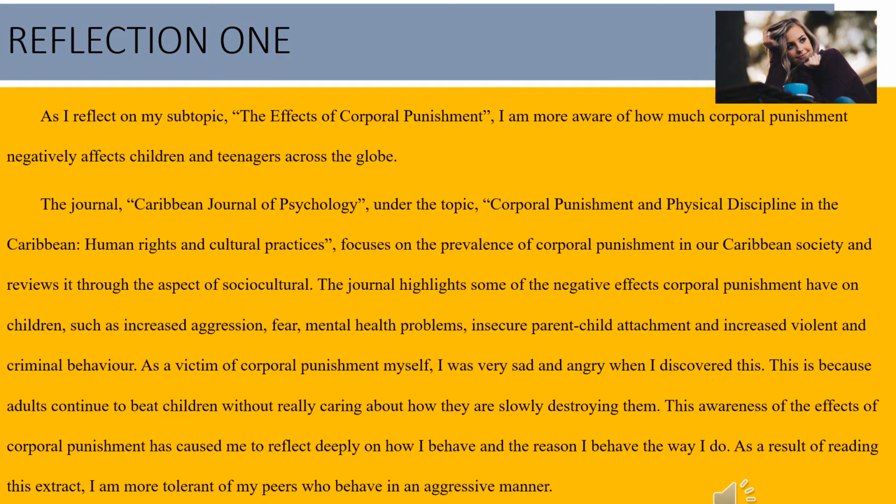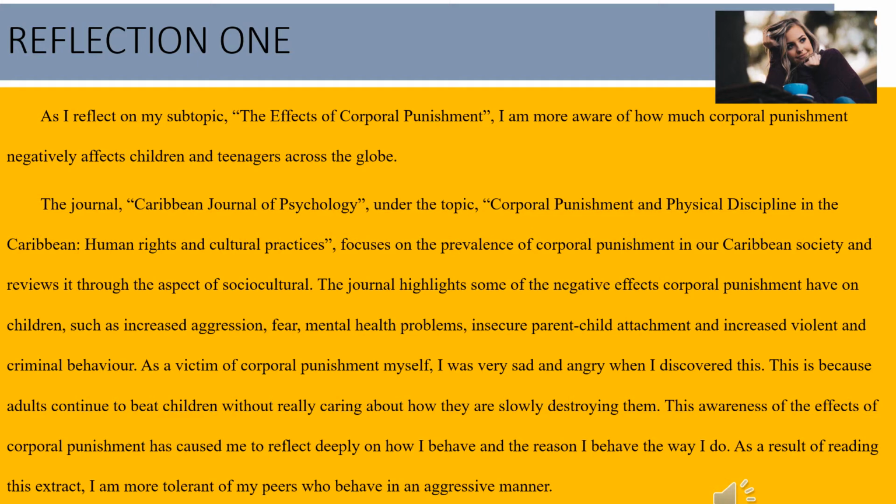Reflection 1 and how it should be written. Here is a sample written by a student. As I reflect on my subtopic, the effects of corporal punishment, I am more aware of how much corporal punishment negatively affects children and teenagers across the globe.